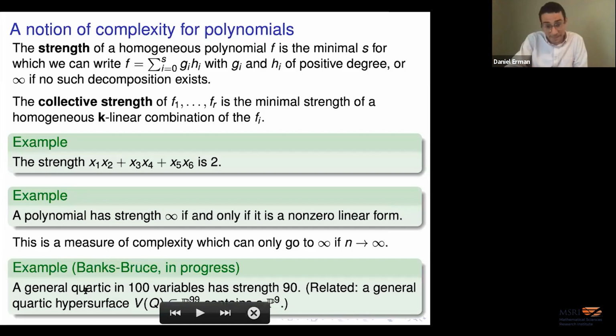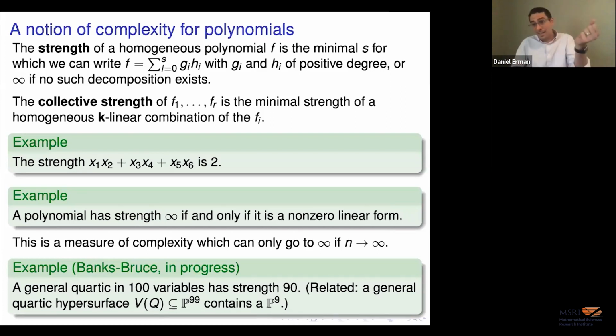So, for instance, if you look at 100 variables and you look at quartics, any general quartic will contain a P9, and that can give you a bound of 90. But then there's a question, which is the best way to find these decompositions: to compose it as linear times degree d-1, or are you better off mixing and matching, with some linear times d-1, some quadrics times d-2, and so on and so forth?